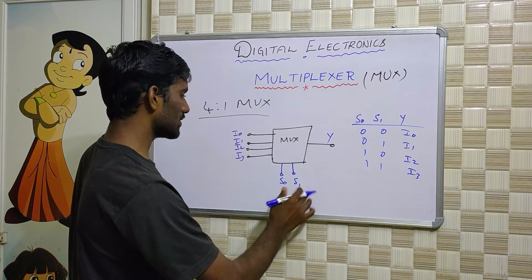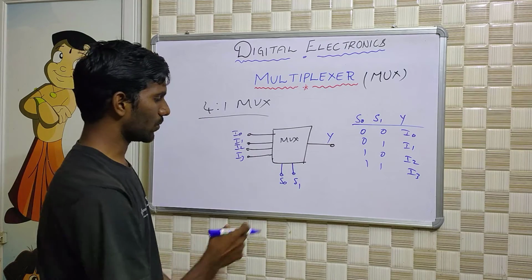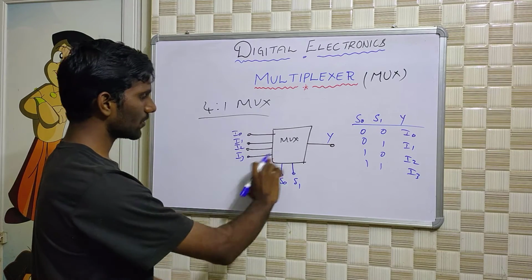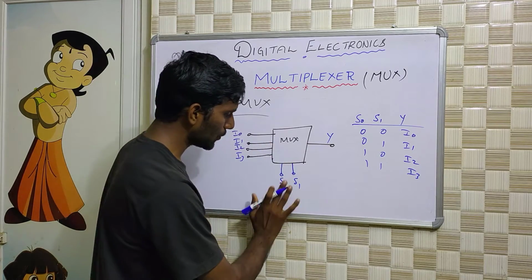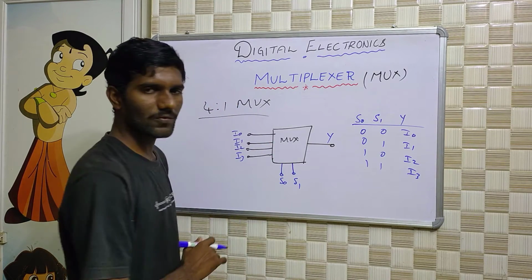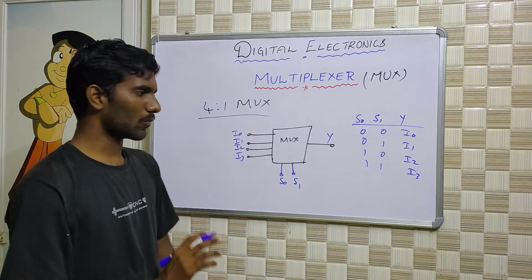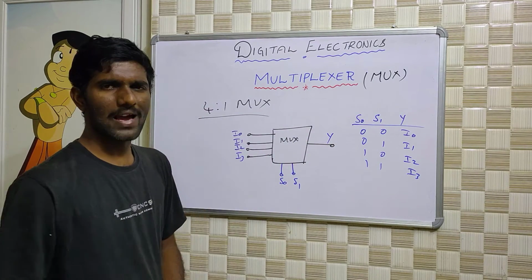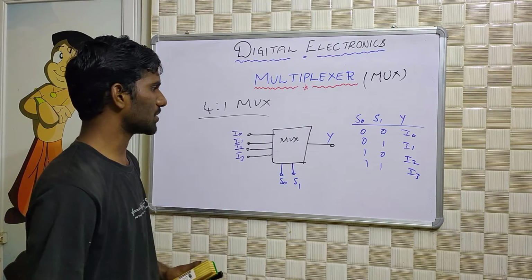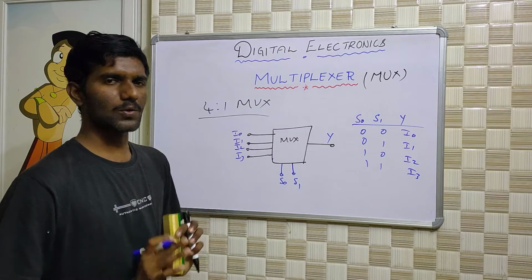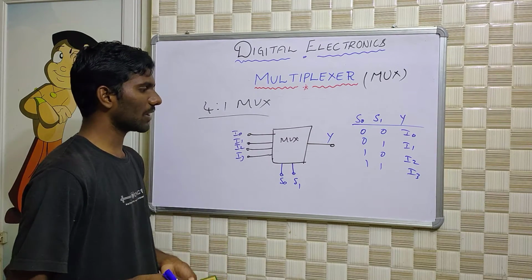If it is 1 0, then the third line, I2, will be the output. If it is 1 1, then the last line, I3, will be the output. Based purely on the combinations of the selector lines, one of the input lines goes to the output. It doesn't perform any manipulations or arithmetic logical operations. It just transfers one of the inputs to the output. So this is the 4 by 1 MUX.